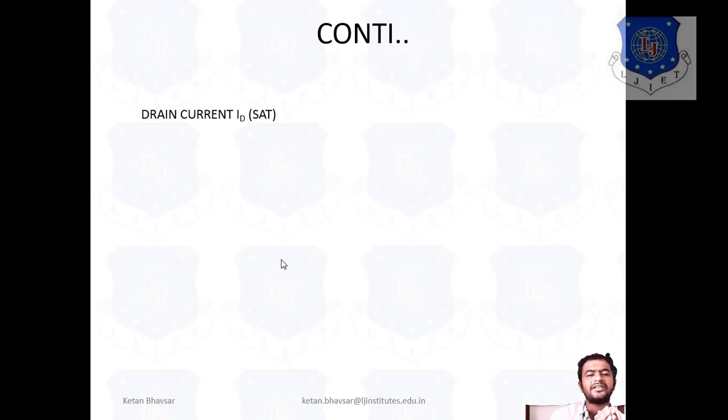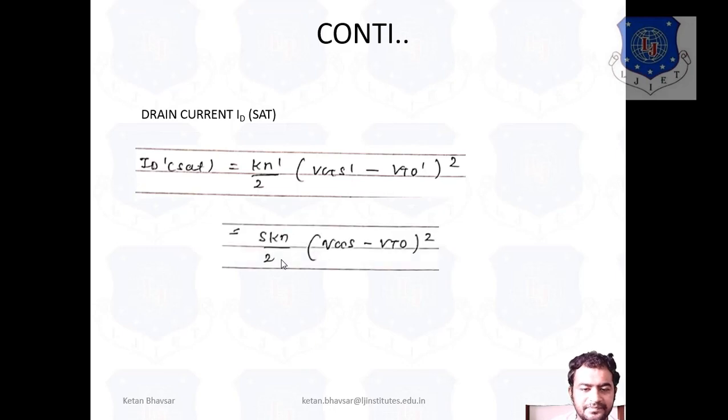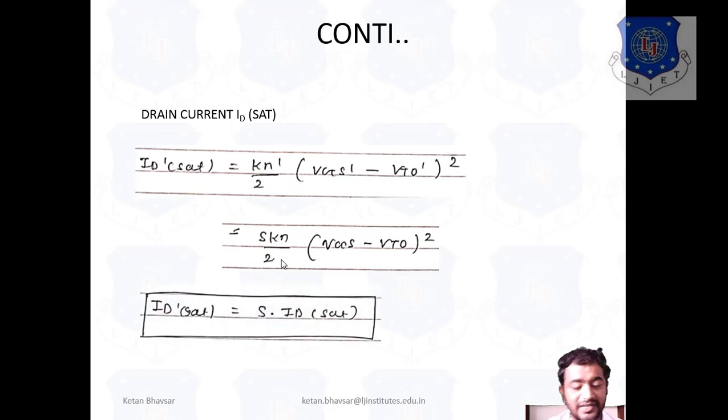Now we have already calculated the drain current equation for ID linear. Now we move on to the ID saturation region. For the saturation region, ID saturation is equal to Kn by 2 into VGS minus VTO whole squared, because in the saturation region we put VDS equal to VGS minus VTO. So finally, ID' saturation is equal to Kn' divided by 2 into VGS' minus VTO' squared. As you already know, the voltages remain constant, so VGS and VTO both remain constant, so S into Kn by 2 into VGS minus VTO whole squared. So we can say that ID' saturation is equal to S times ID saturation.